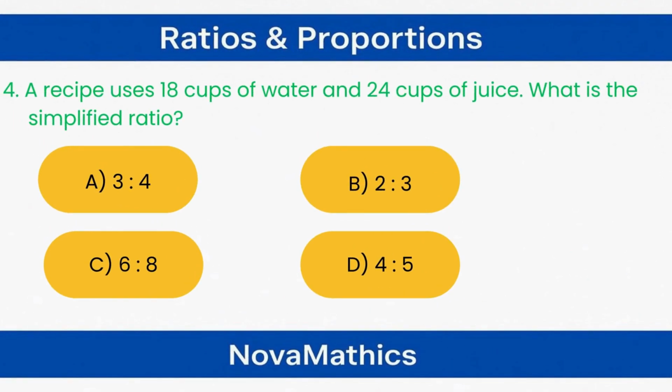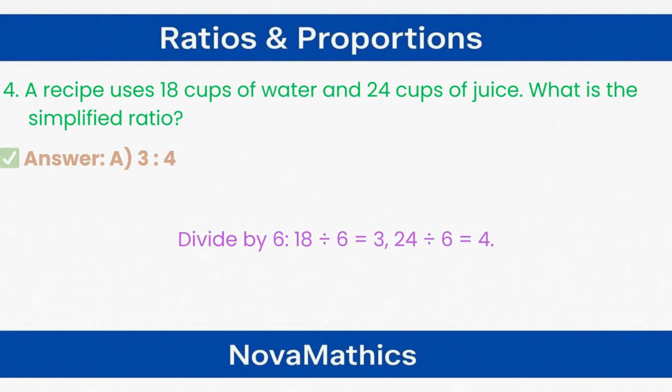4. A recipe uses 18 cups of water and 24 cups of juice. What is the simplified ratio? Divide by 6. 18 divided by 6 equals 3. 24 divided by 6 equals 4.